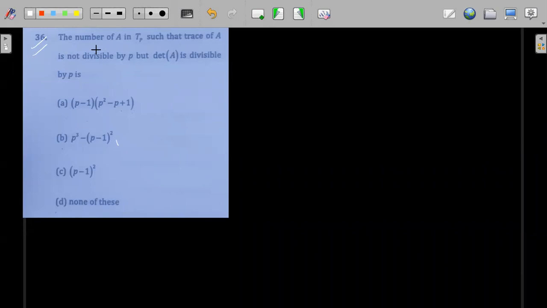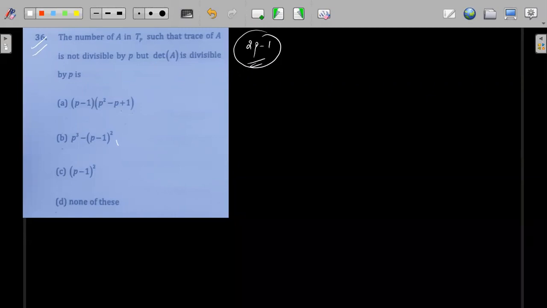So the next part was the number of A in TP such that the trace of A is not divisible by P, but determinant of A is divisible by P. We have already seen the total number of determinants which are divisible by P are 2P minus 1. So we have 2P minus 1. Now you just have to check how many are such cases whose trace is not divisible by P.